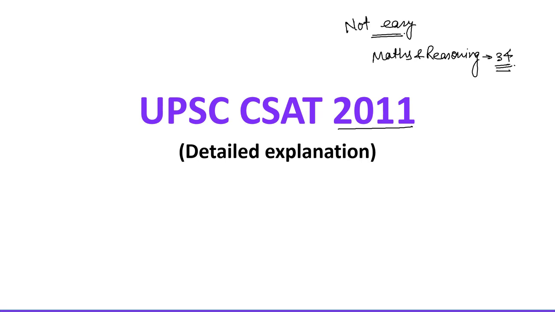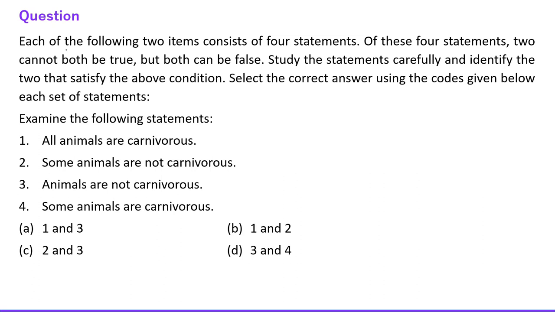This question asks, each of the following two items consist of four statements. Of these four statements, two cannot both be true, but both can be false. Study the statements carefully and identify the two that satisfy the above condition. Select the correct answer using the codes given below each set of statements. Here two statements cannot be true simultaneously, but they can be false simultaneously. The question is saying that, right?